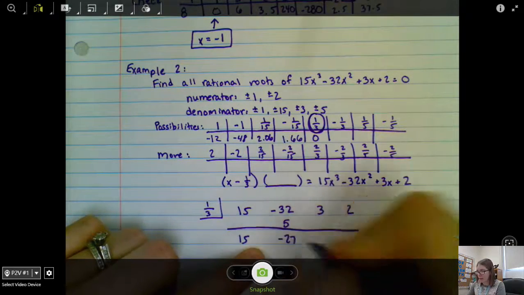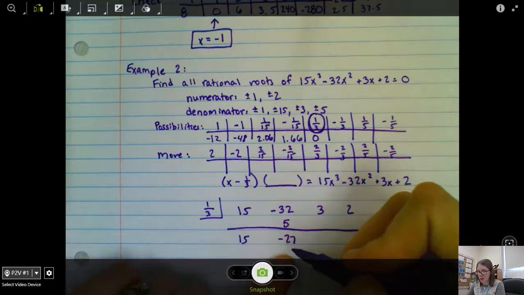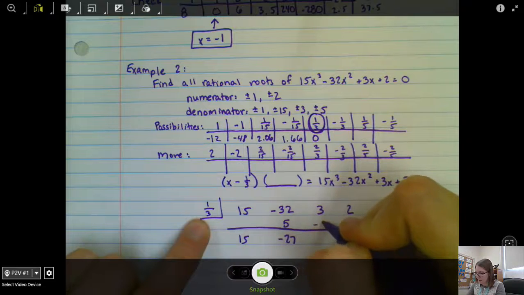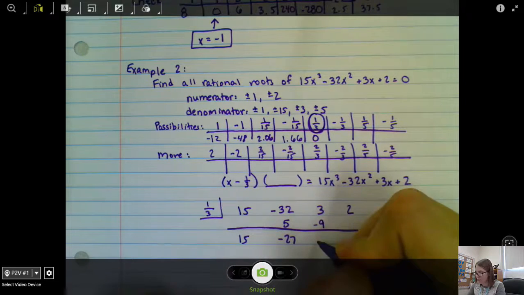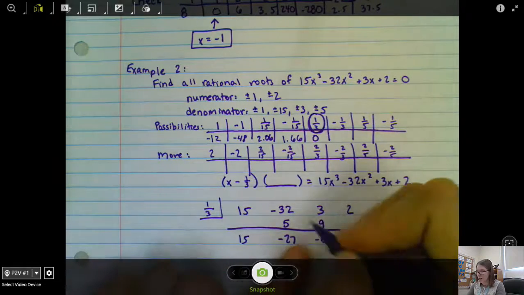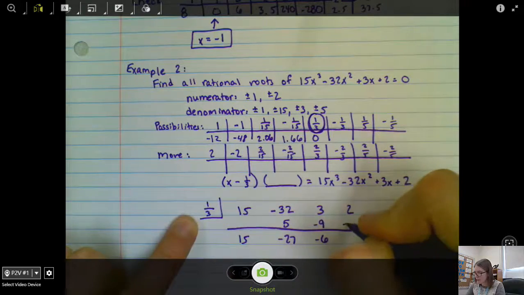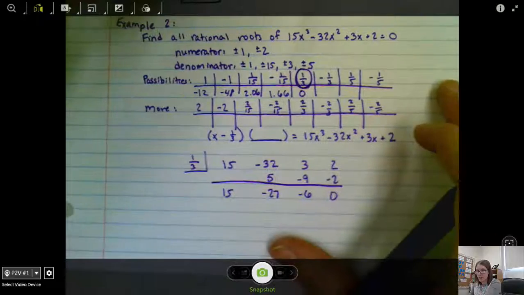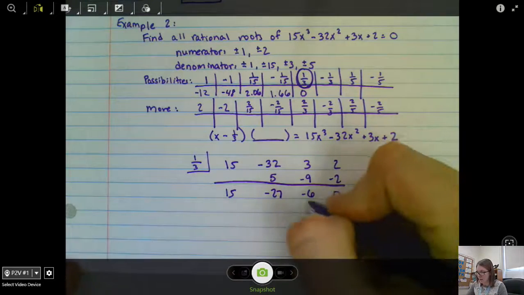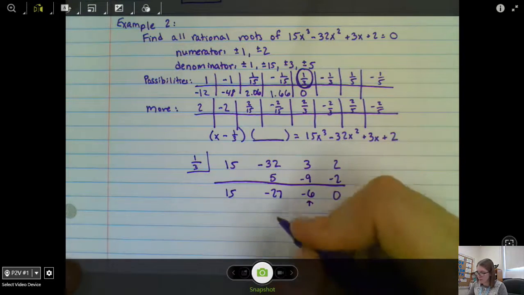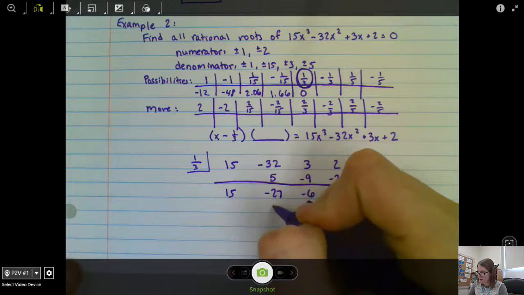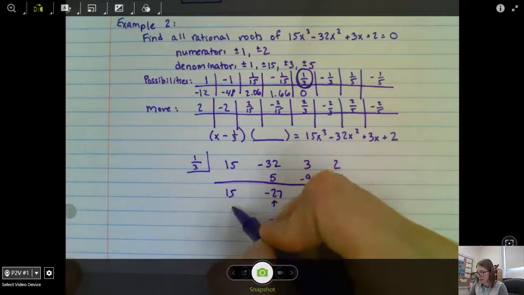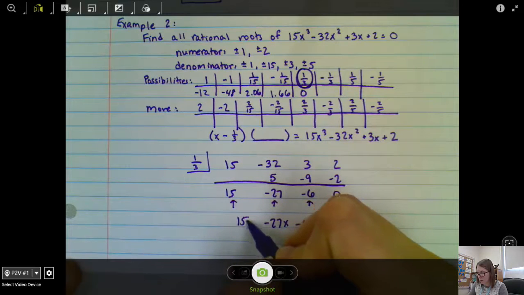Add straight down, we get negative 27. Negative 27 times 1/3 is negative 9. Add down. Negative 6 times 1/3 is negative 2. Add down, we get no remainder. Remember again too that this is our remainder. These are our ones. This is how many x's we have. Negative 27x. And we have 15x squared.